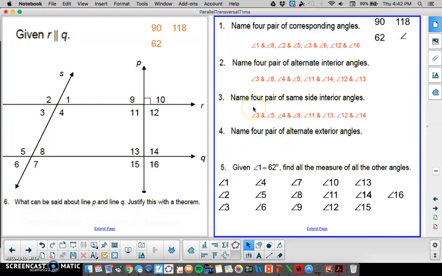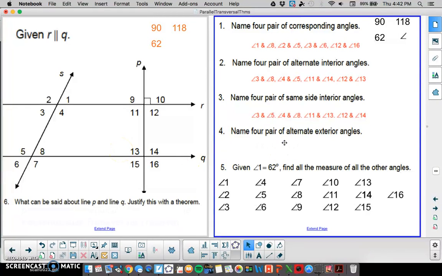Name 4 pairs of same-side interior angles. There are some examples there. Same-side interior could be like 8 and 13. It's inside S and P and on the same side of the transversal Q.